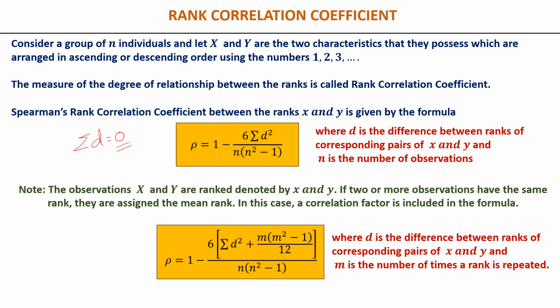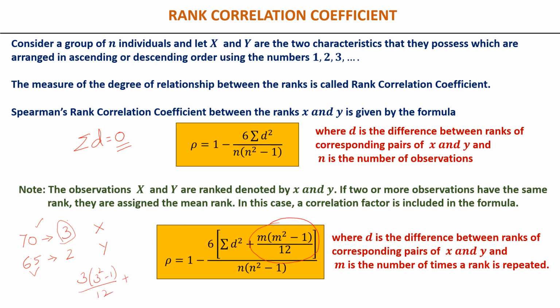Now suppose I say the mark 70 is repeating 3 times for x, and suppose another mark 65 is repeating 2 times, say for y. That means this correction factor should occur for each repeating number. So it should occur for this 70, and it should occur for 65. In this case, m is the number of times that particular mark or rank is repeated. So how many times is it repeated? 3 times. So the correction factor will be 3 into 3 square minus 1 divided by 12.